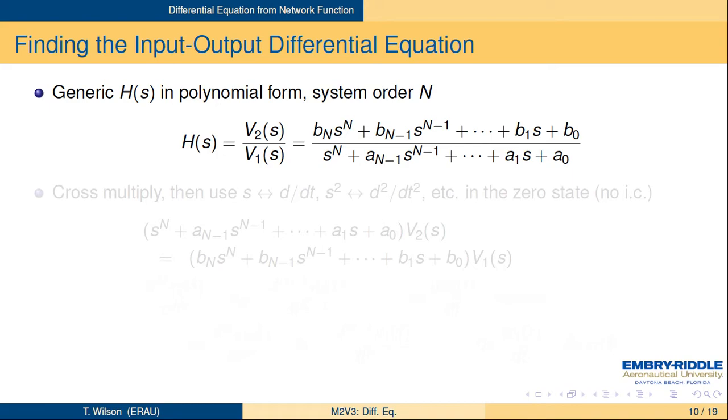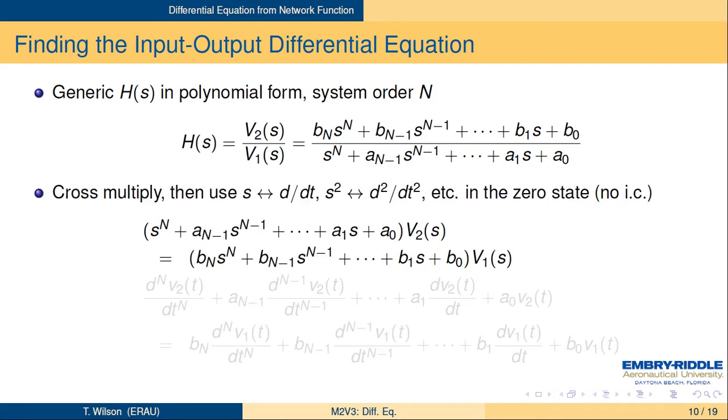We can assume they're equal order, numerator and denominator, because we're going to apply an input. And when we apply an input, then the product of the input times the transfer function will be a proper rational function. So we're assuming they both have order n. We're assuming the coefficient of the highest power of s in the denominator is 1. And to find the differential equation, all we really have to do is cross multiply: V2(s) times the denominator equals V1(s) times the numerator.